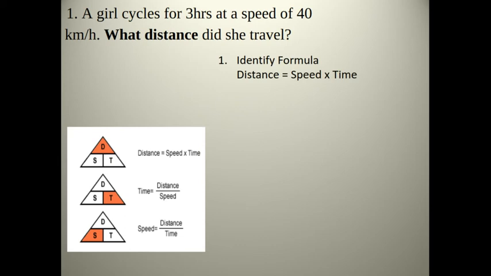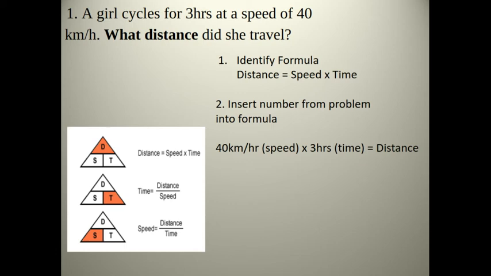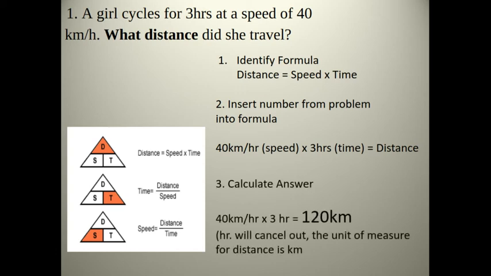All right, so let's identify the formula. One, distance equals speed times time. Two, insert the numbers from the problem into the formula. And that's exactly what I did here. The 40 kilometers per hour is the speed, the 3 hours is the time. Now from here, let the calculator do your work. 40 times 3 is 120. So the girl cycled 120 kilometers in 3 hours because she traveled at a speed of 40. Now, if I'm going too fast, you can always hit the pause button and rewind this problem if you need to. So this was a problem using the distance formula.